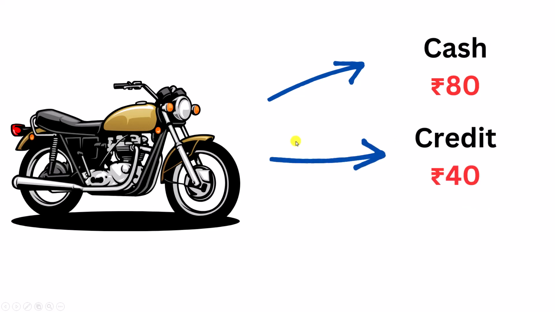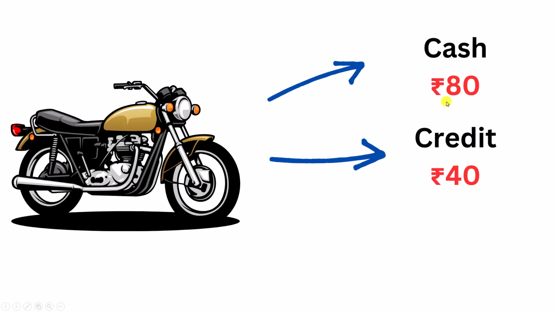Let us say that the company works in two modes, cash and credit, meaning people can buy the bikes or accessories by paying cash, or they can buy using credit, meaning they can take their vehicle or accessories and pay later. This is just an example to help you understand the concept of cash flow statement. So there are two modes in which the company operates, cash and credit.